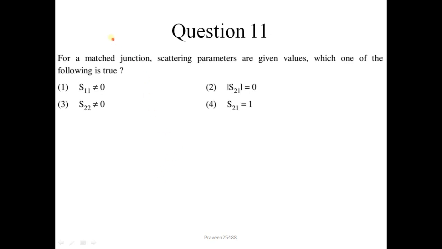For a matched junction, scattering parameters are given. Which one of the following is true? So for a matched junction, the correct option is the fourth one, S21 is equal to 1. The diagonal elements are 0, 0. So S21 is equal to 1.